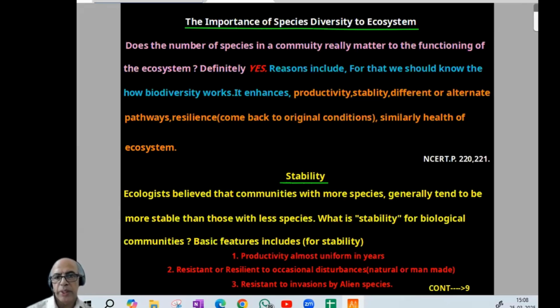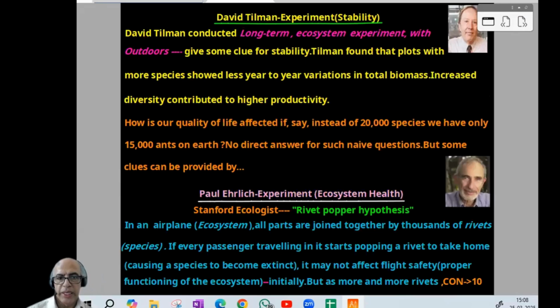It will be connected with productivity, stability, then different pathways, resilience, etc. Then what is stability? What are the features of stability? Three important items on stability. Then two famous scientists. First, stability is concerned with David Tillman. Long-term ecosystem experiment conducted with the outdoors, and he finally established that plots with more species show less year-to-year variation in total biomass. Increased diversity contributes to higher productivity.